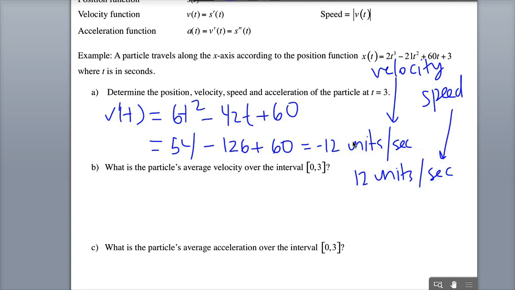So that's all the time I have. We're going to do some more practice in class, but hopefully you guys get the point of how to take the second derivative and how to apply it to a problem like this one.